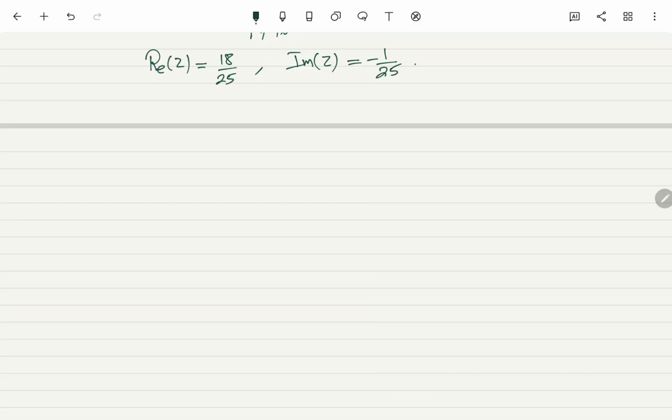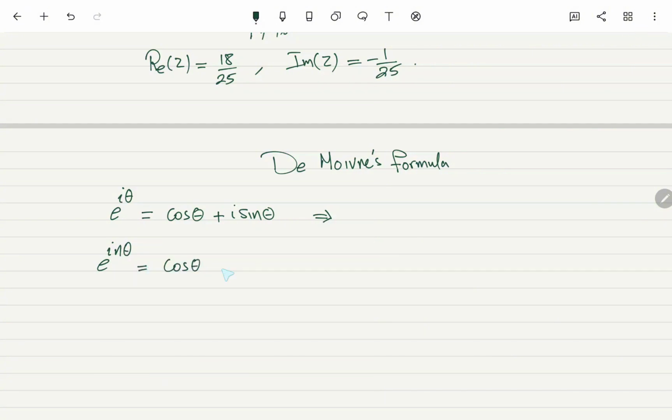Let's define de Moivre's formula. Back to the equation e to i theta equal to cosine theta plus i sine theta. Now, if we raise both sides to the power n, we will get e to i n theta equal to (cosine theta plus i sine theta) all to the power n.